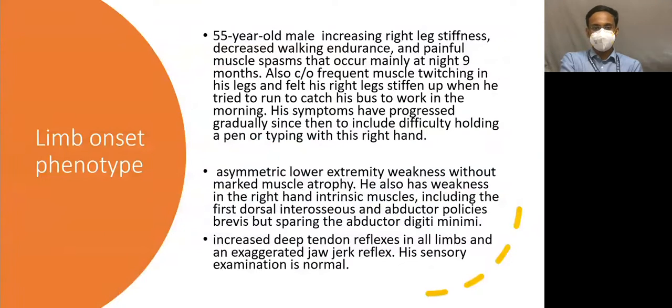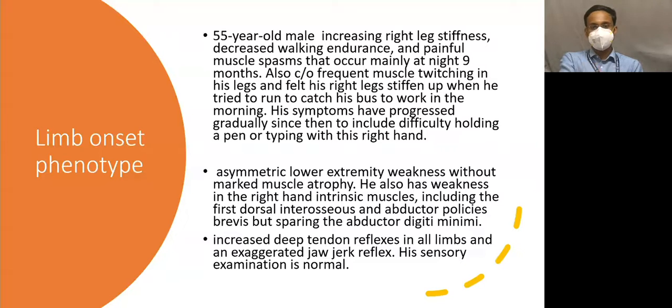So I thought I'll end with a few clinical scenarios so that it's something you will remember. The classical presentation of a limb onset phenotype would be this: a middle-aged gentleman comes with stiffness in the leg, difficulty in walking, and significant muscle cramps at night for nearly a year, and then subsequently notes twitching in the muscles and progressive involvement of the hand. This segmental rostrocaudal kind of involvement is what we generally see.